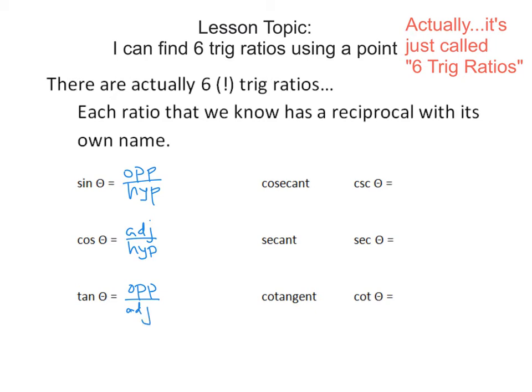So, if I said that the other 3 trig ratios are reciprocals of the ones that we've already talked about, we just have to make sure we're matching up with the correct one, and then we can just use the reciprocal of the fraction, and that would be the new trig ratio. So, sine and cosecant are reciprocals of each other. Cosecant is abbreviated with CSC, and therefore cosecant of theta is hypotenuse over opposite.